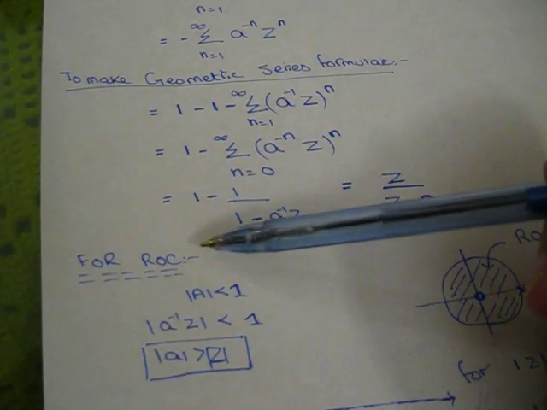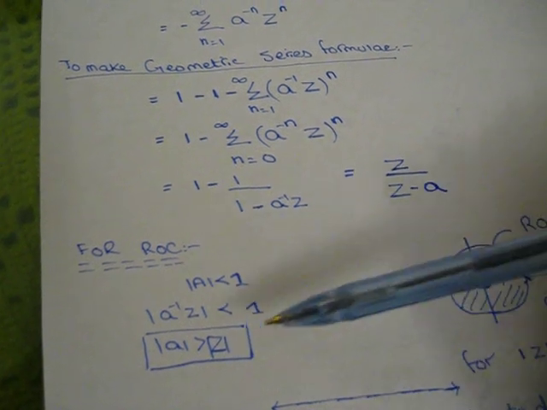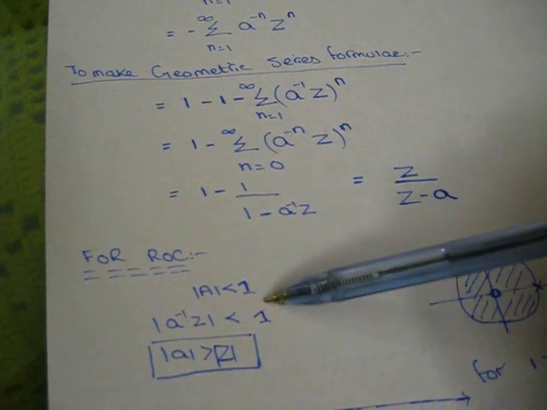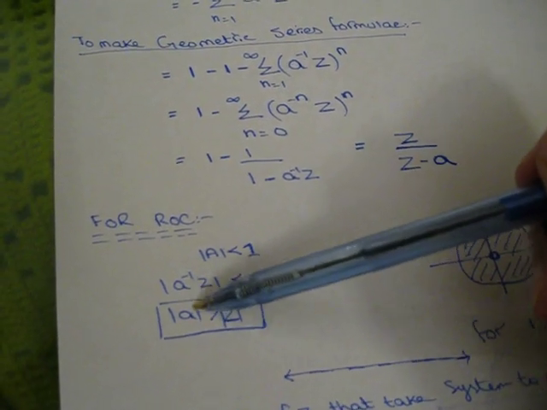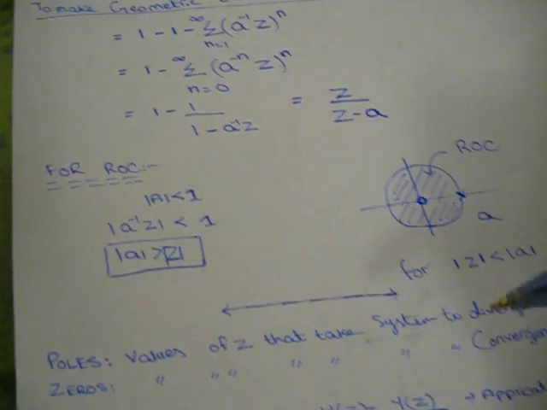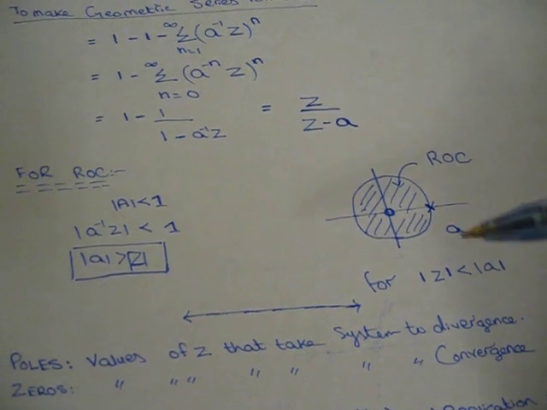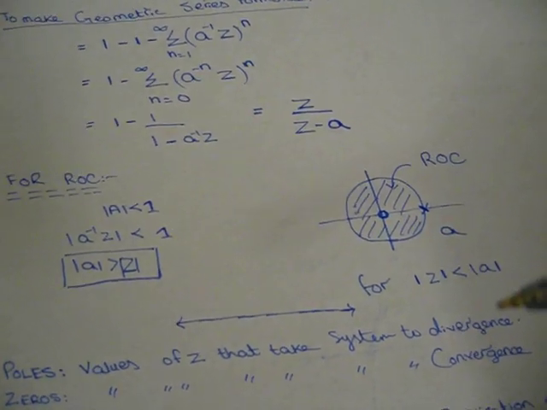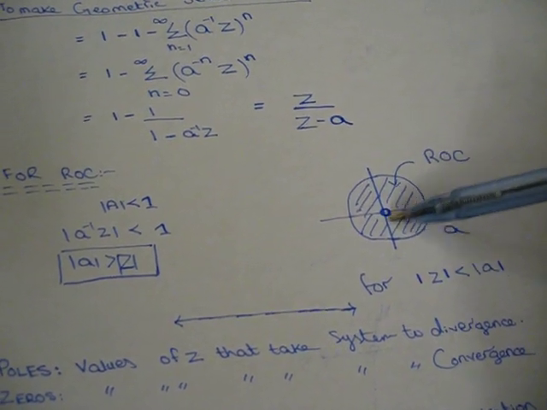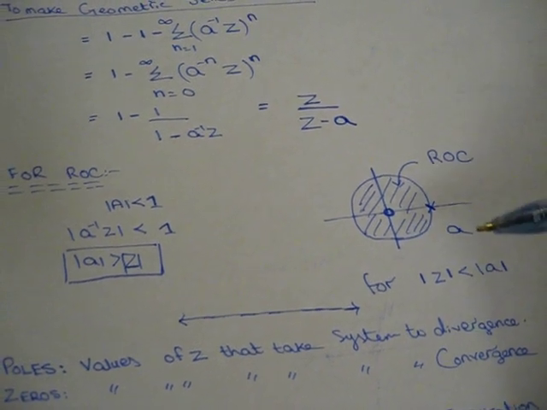Now for region of convergence, we know that magnitude of A should be less than 1. Similarly, magnitude of A inverse Z should be less than 1. So magnitude of A comes out to be greater than magnitude of Z. Where will region of convergence lie? The region of convergence will lie for those values which are less than A. So region of convergence will be this after locating the pole and 0.